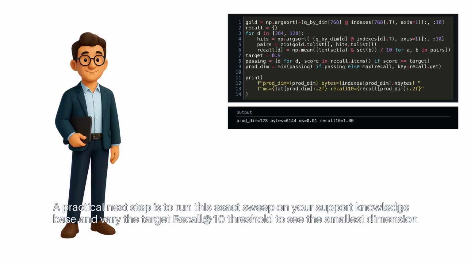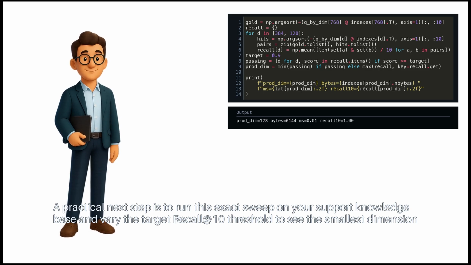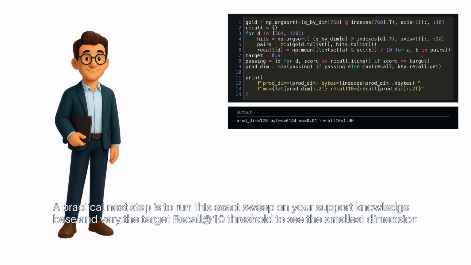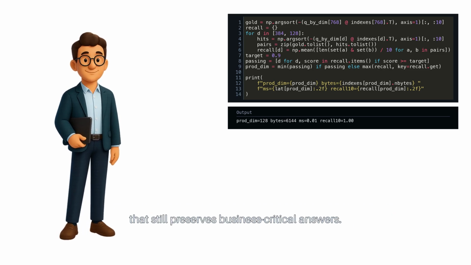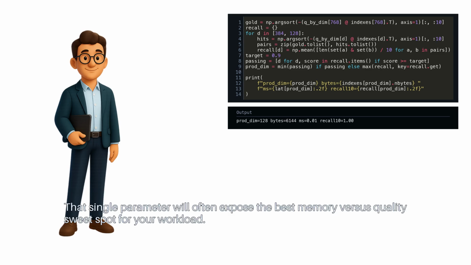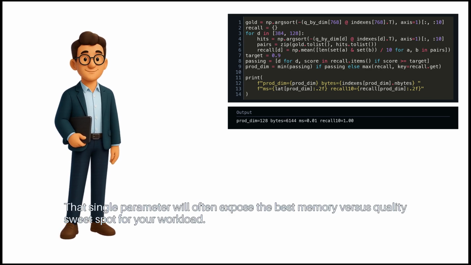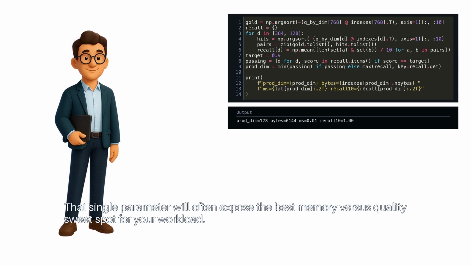A practical next step is to run this exact sweep on your support knowledge base and vary the target recall at 10 threshold to see the smallest dimension that still preserves business-critical answers. That single parameter will often expose the best memory versus quality sweet spot for your workload.